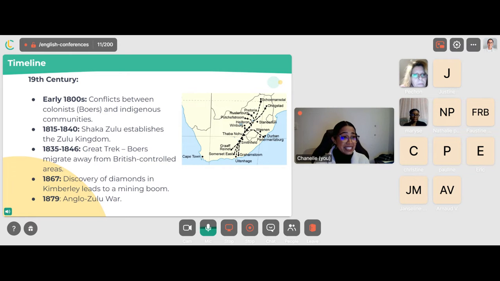In 1867, we had the discovery of diamonds in Kimberley, which led to a mining boom in South Africa. In 1879, we have the Anglo-Zulu War. What you can see on the right, we have arrows that are moving from the bottom right to the top, and that shows the path of the Great Trek, which is how they moved across South Africa to find a new settlement.